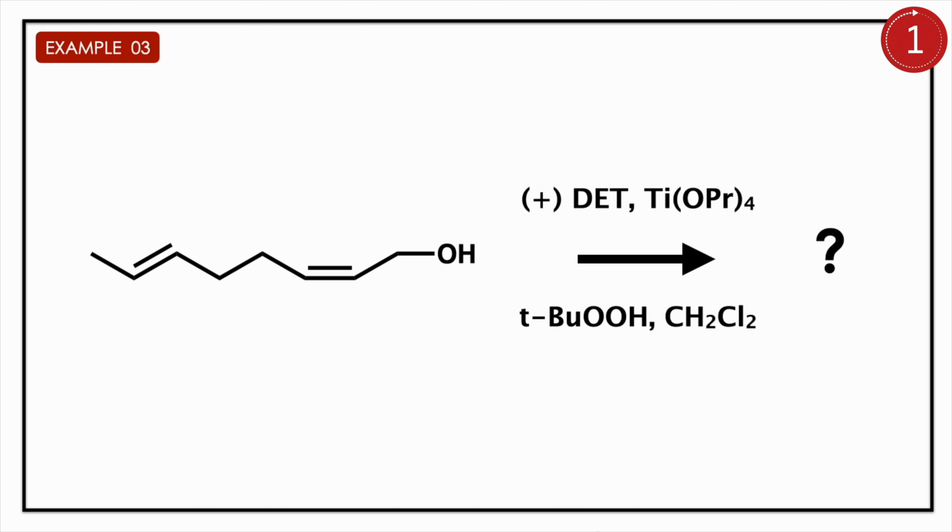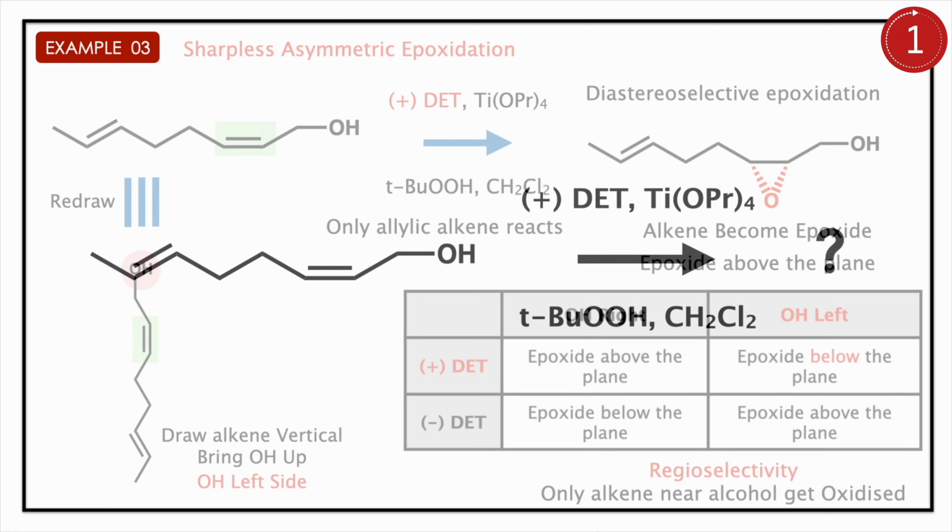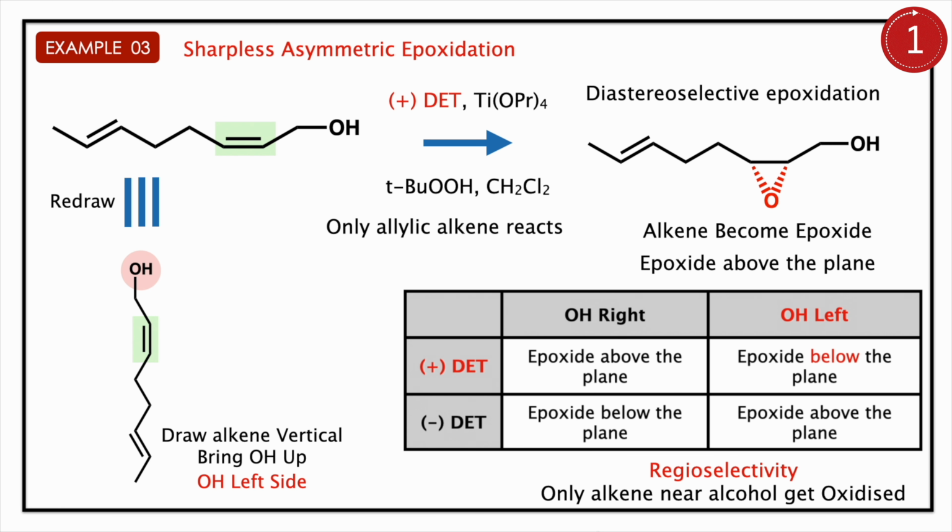Then the next example. You have a linear compound with 2 alkenes, and 1 OH is on the terminal. You are using plus DET, titanium isopropoxide, peroxide, dichloromethane. You should find what will be the final product. Here 2 alkenes are there, so regioselectivity: only the allylic alkene will react.